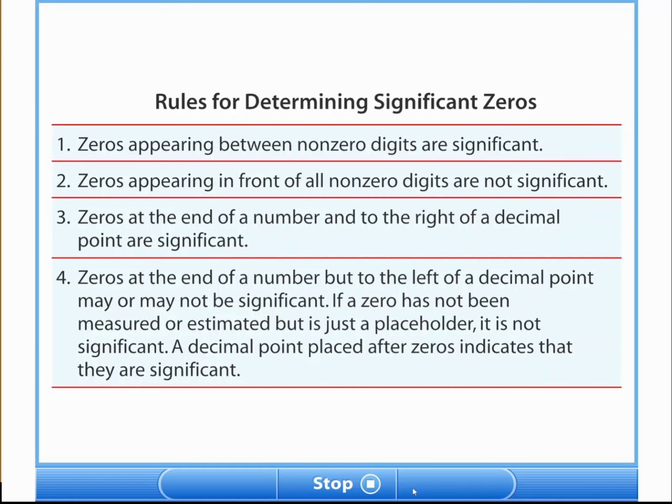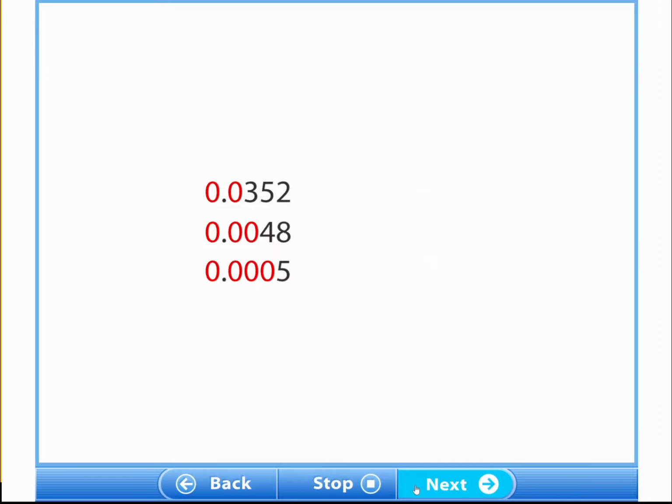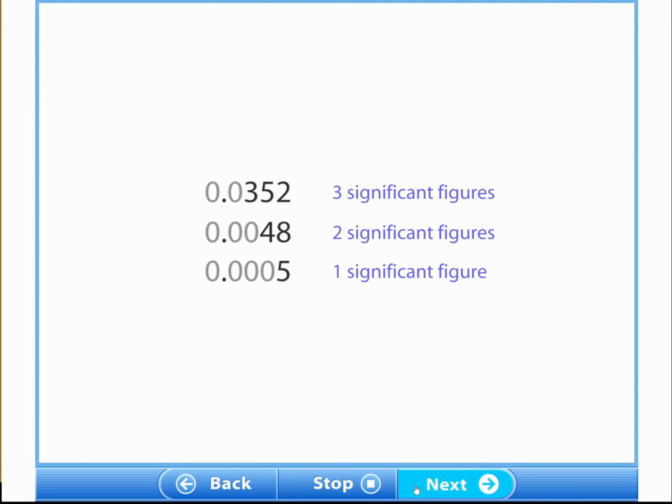Rules for finding significant zeros help you ensure that the numbers you report are accurate. Zeros appearing between non-zero digits are significant. We count these zeros when determining significant zeros. Zeros appearing in front of non-zero digits, however, are not significant. We ignore these zeros when determining the number of significant figures.